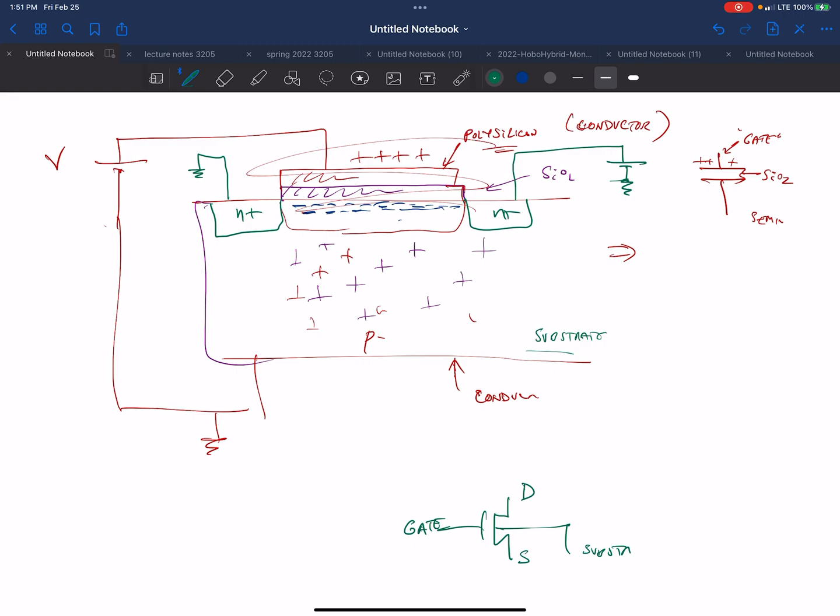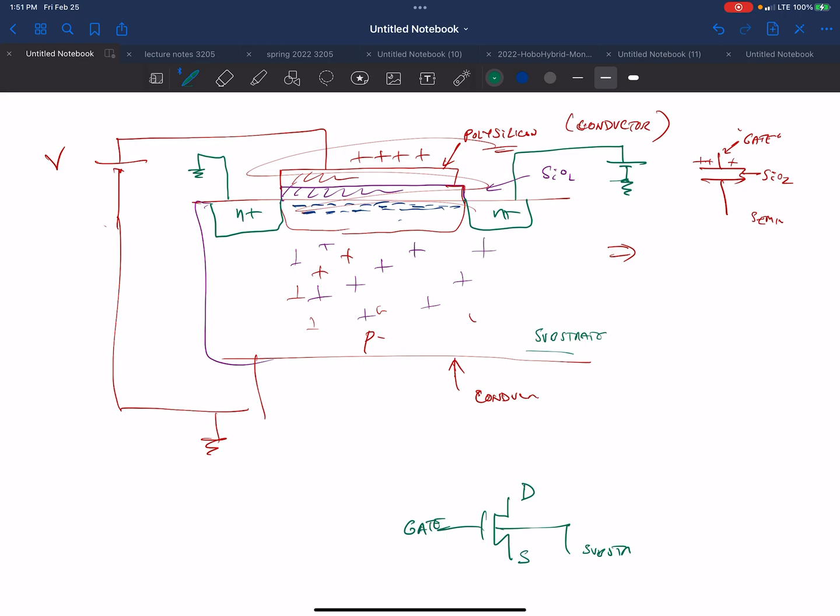Good. Yeah. I'm not understanding how there's a flow of electrons from one N plus to the other N plus. Aren't they both, don't they both have the same amount of free electrons? They do, but I'm putting a higher voltage here than here.